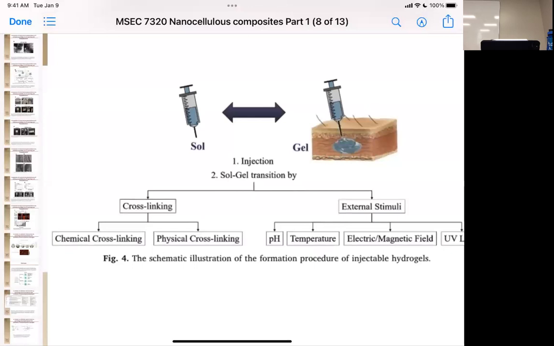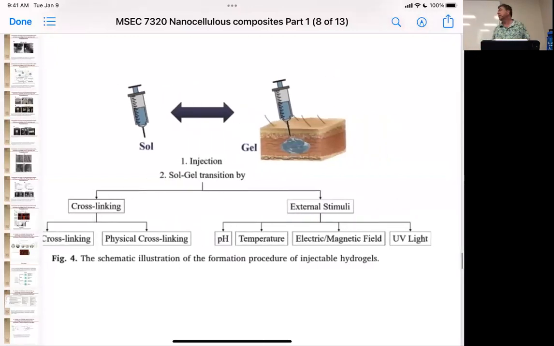Temperature, you can keep the material cold and it gels when it's hot, or keep the material hot and it gels when it's cold. Electric or magnetic field. Just put them in an MRI and watch their arm explode. Or UV light. As long as it's close enough to the surface of the skin that all the UV isn't absorbed, you can use UV light as well.